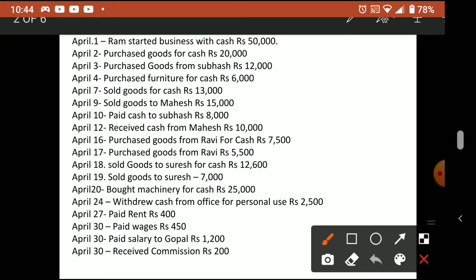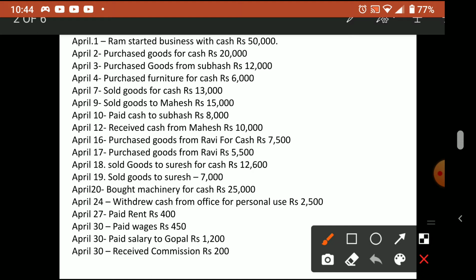Sold goods to Suresh for cash rupees 12,600. Again I read, I think. Sold goods to Suresh rupees 7,000. Bought machinery for cash rupees 25,000. Withdrawal of cash from office for personal use rupees 2,500. Paid rent rupees 400. Paid wages rupees 450. Paid salary to Gopal rupees 1,200. Received commission rupees 200. These are the transactions from 1st April to 30th April.